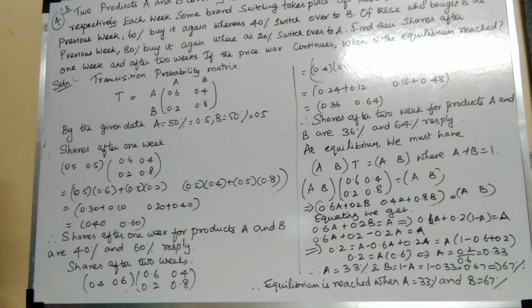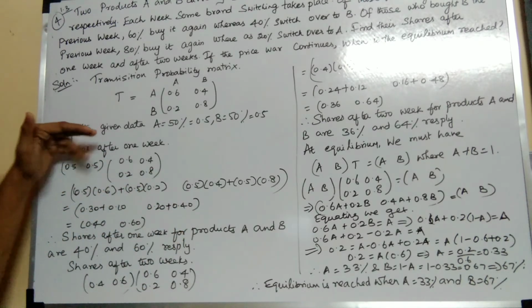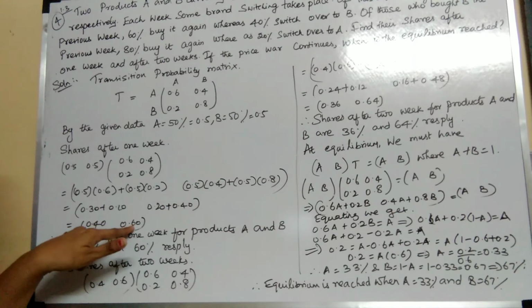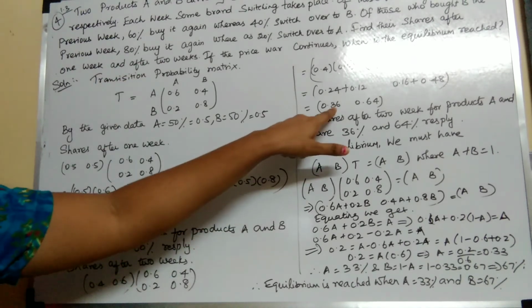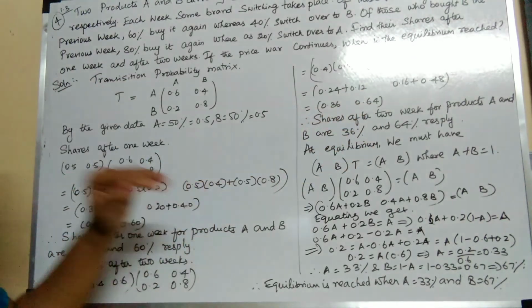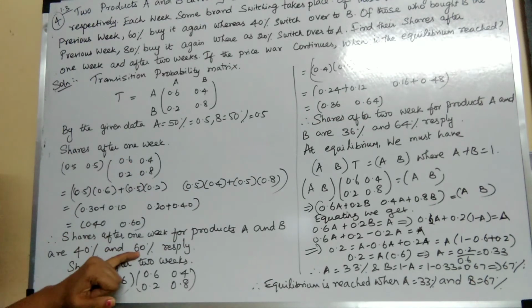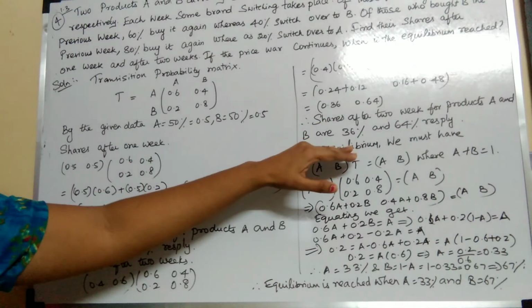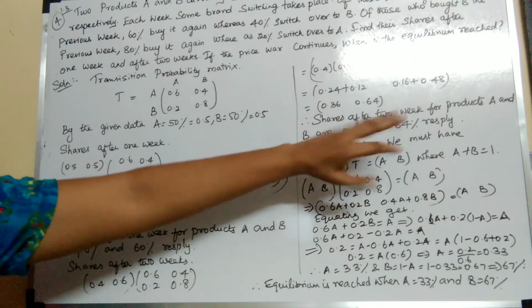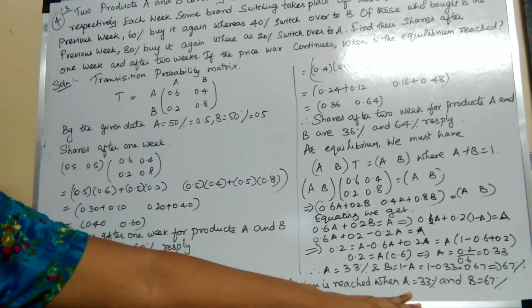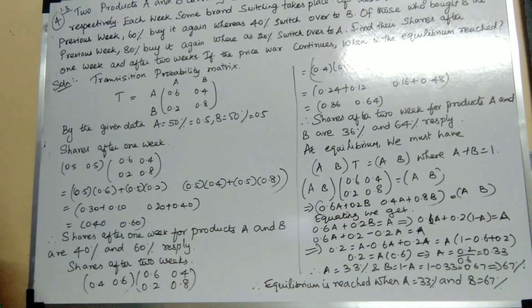That is what the question asks. After the first week, the shares are 0.40 and 0.60. After the second week, 0.36 and 0.64. Converting to percentages: 40% and 60% after the first week, 36% and 64% after the second week. At equilibrium, A share is 33% and B share is 67%.